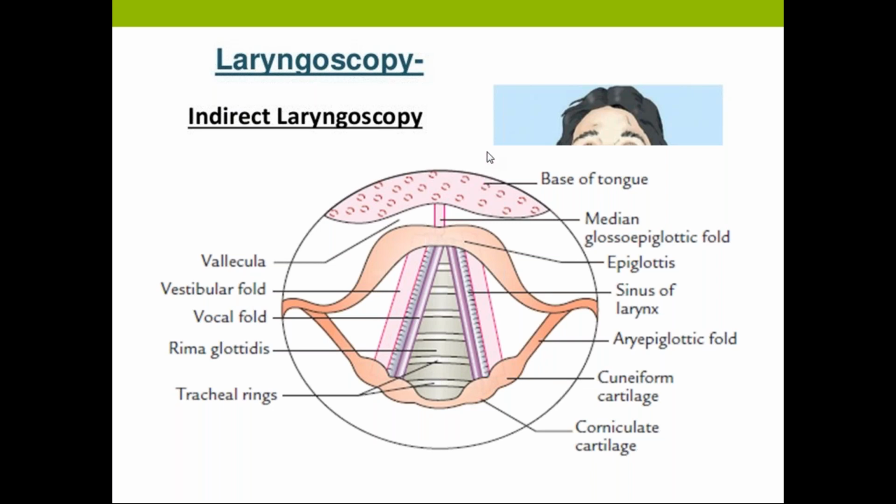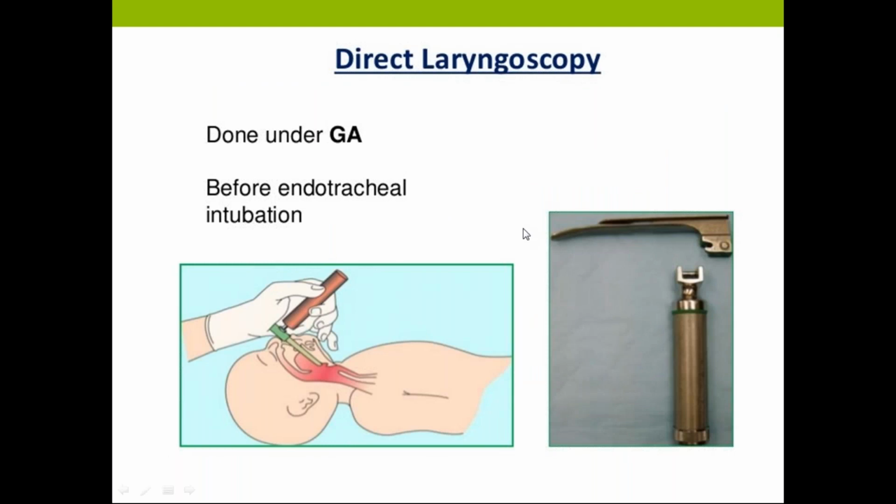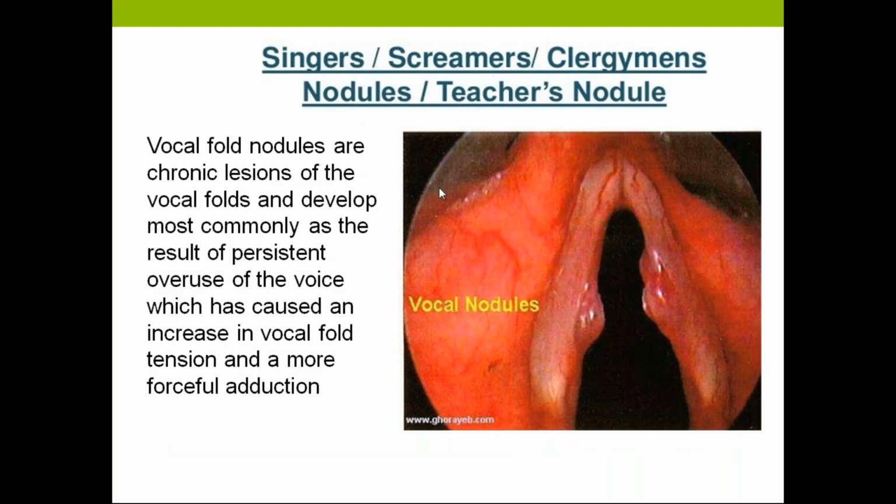Usually the direct laryngoscope is used for endotracheal intubation, which is usually done under general anesthesia. Through the inlet of larynx, they will enter and put the endotracheal tube for artificial respiration. This is called direct laryngoscopy. Then next we'll see the other applied aspects.